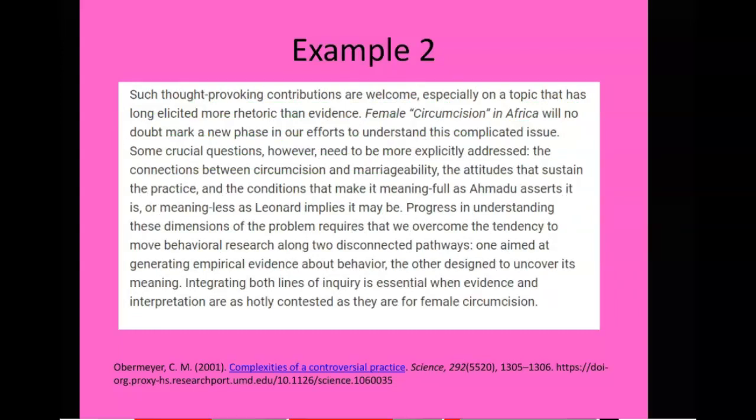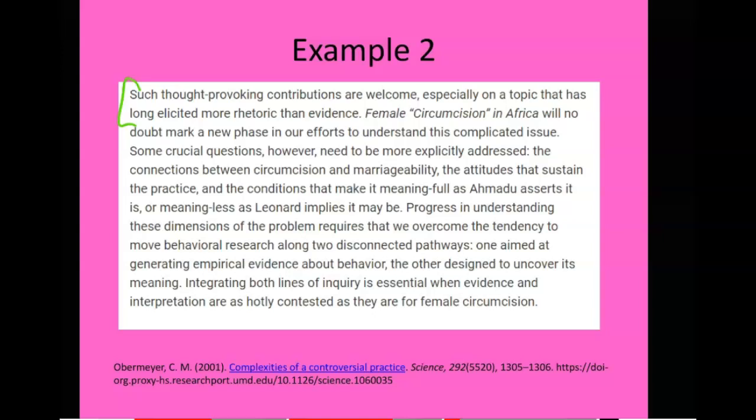So the conclusion is just like the traditional model of intro, main text, and conclusion is preserved. "Such thought-provoking contributions are welcome, especially in a topic that has long elicited a bit more rhetoric than evidence." And we know from the beginning the way the author sets up her narrative. Her book review is all about these 2 areas: empirical research wasn't very prevalent around this topic, and then voices from women where this practice actually is being practiced. And so this last paragraph provides, again, sort of an overall assessment and a sort of "so what" in terms of this topic.